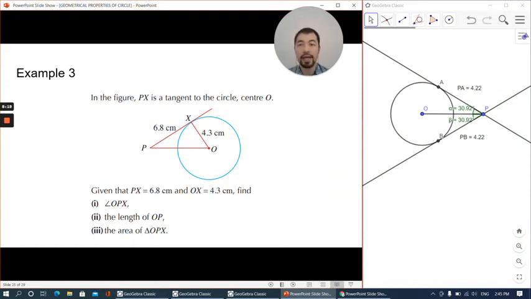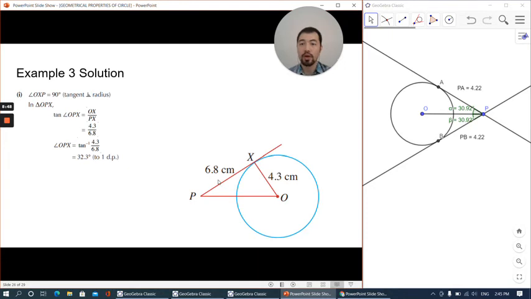In the figure, PX is a tangent to the circle with center O. Given that PX is 6.8 centimeters and OX equals 4.3 centimeters, find the angle OPX, the length of OP, and the area of the triangle OPX. So this is the visual of the question.